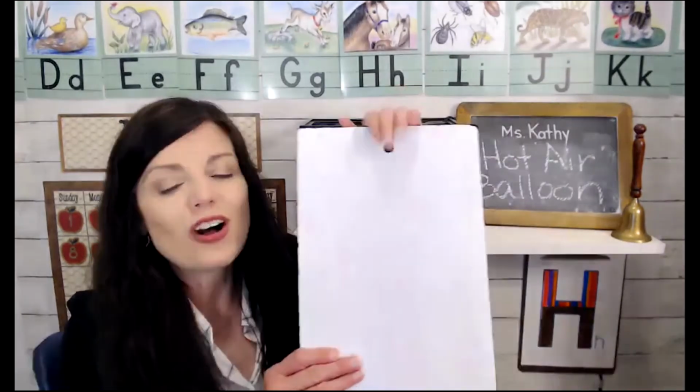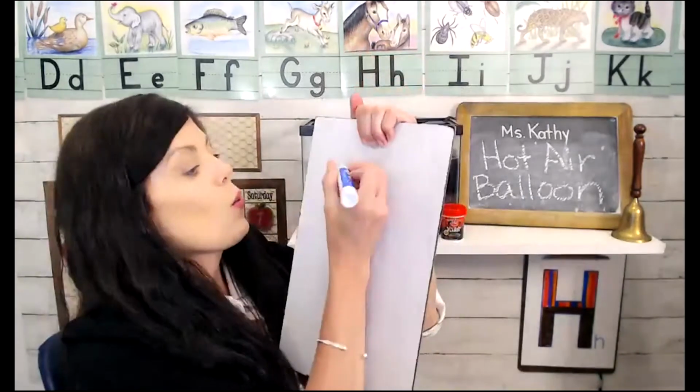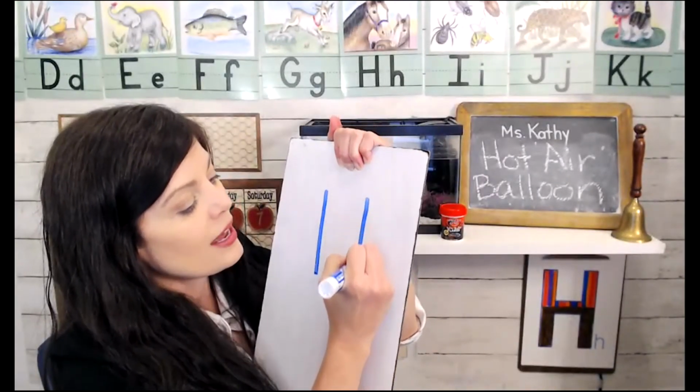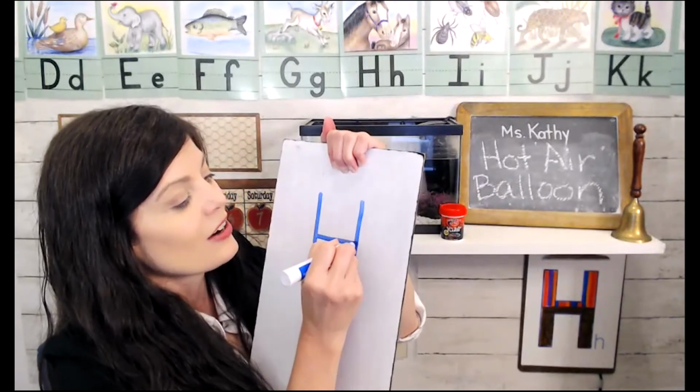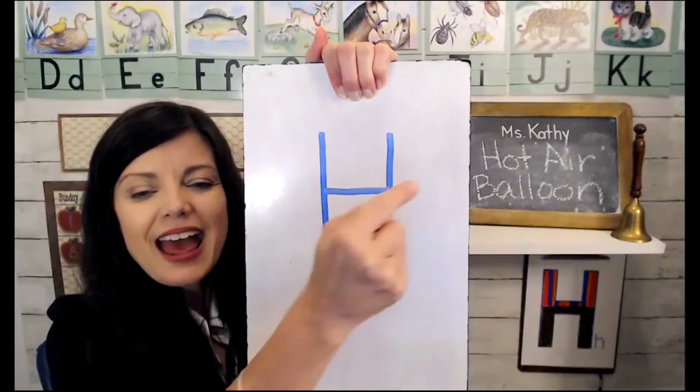Now that we can recognize that this is letter H, let's learn how to write letter H. All you need for H is just three lines. One and another one and a line across the middle. One, one, and across.